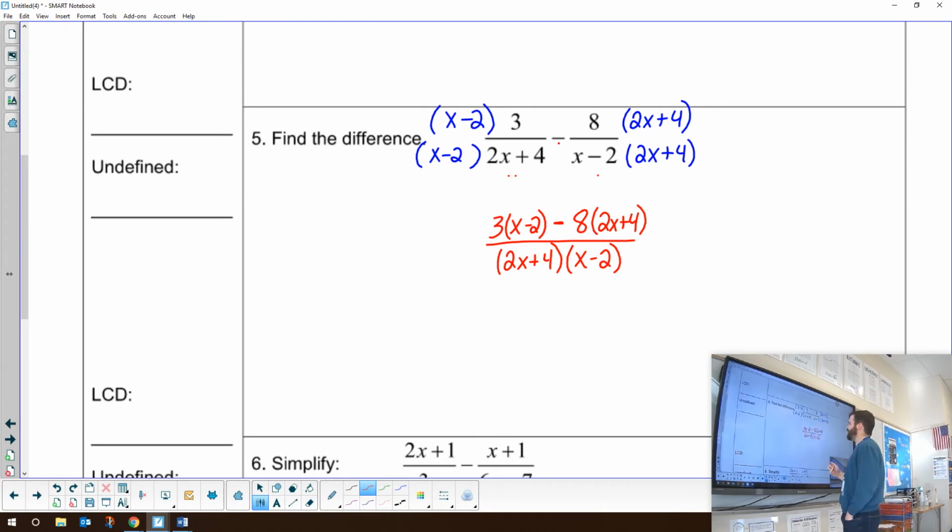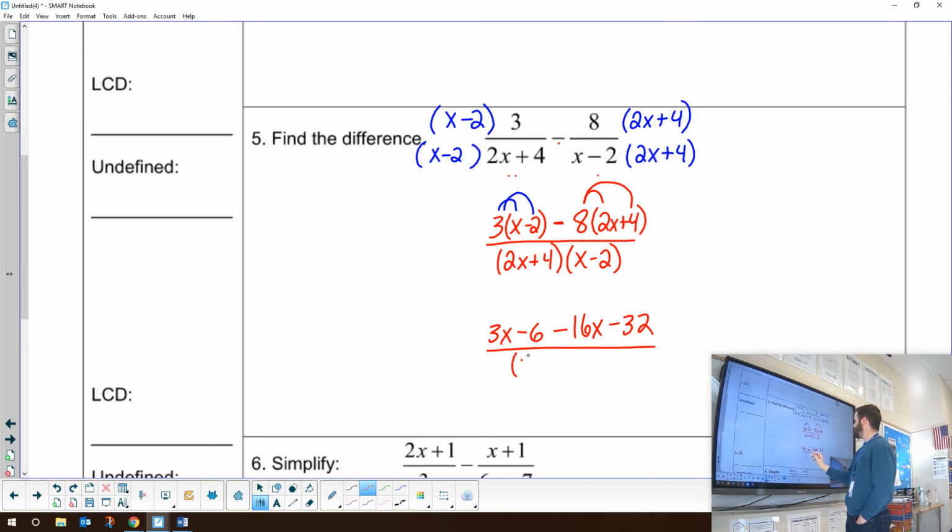So once we are here, we are going to simplify. We are going to FOIL or distribute and then combine like terms. So we're going to go 3 times x and 3 times negative 2. 3 times x is 3x. 3 times negative 2 is negative 6. Minus negative 8 times 2x is 16x. Negative 8 times 4 is negative 32. All of this is over our common denominator of 2x plus 4 times x minus 2.